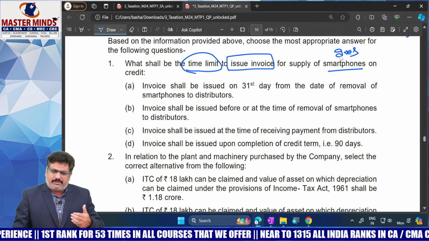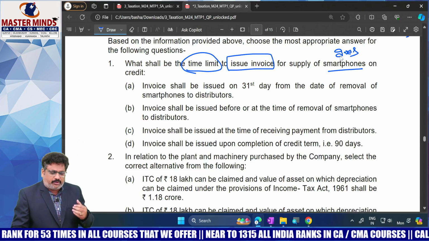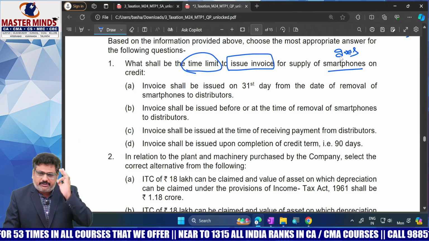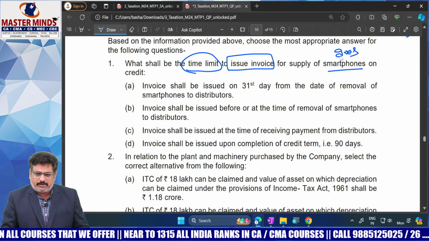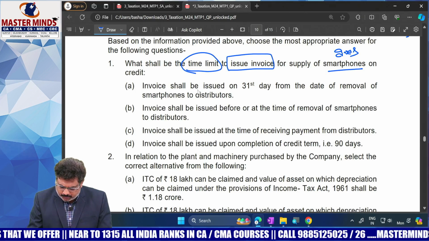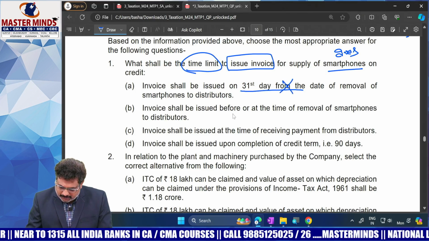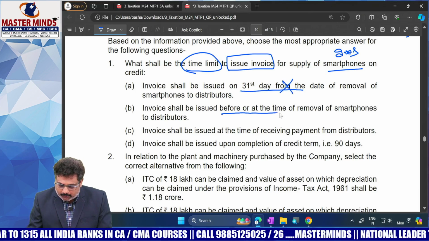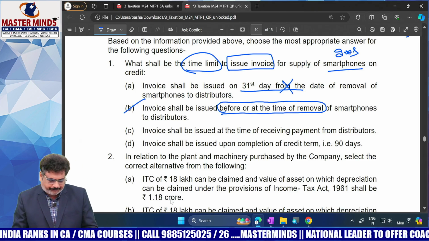In those cases, what is the last date? Invoice shall be issued on or before removal of smartphones to the distributors. Okay, this is the answer you should remember: on or before the date of removal. Where is the word? See, invoice shall be issued on 31st day. No. Invoice is issued before or at the time of removal. Yes, this can be the answer.